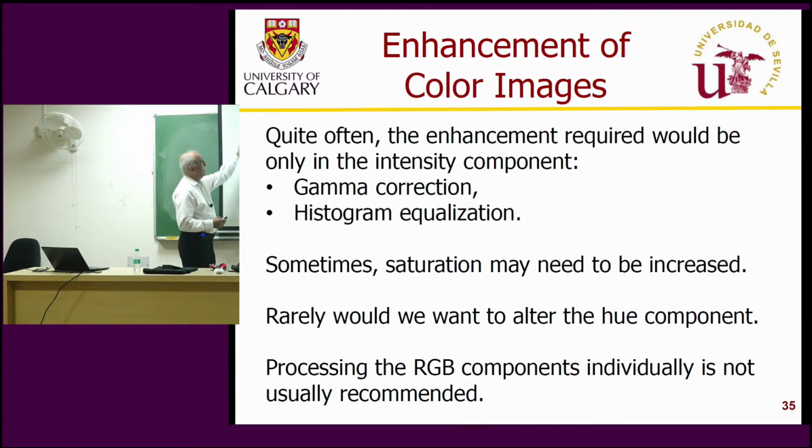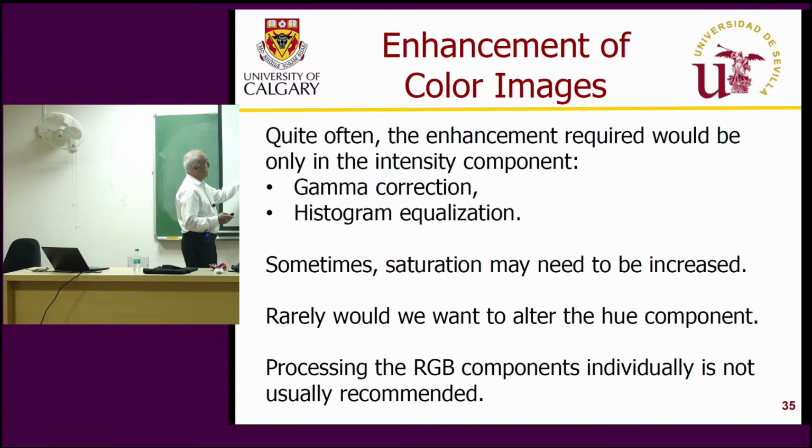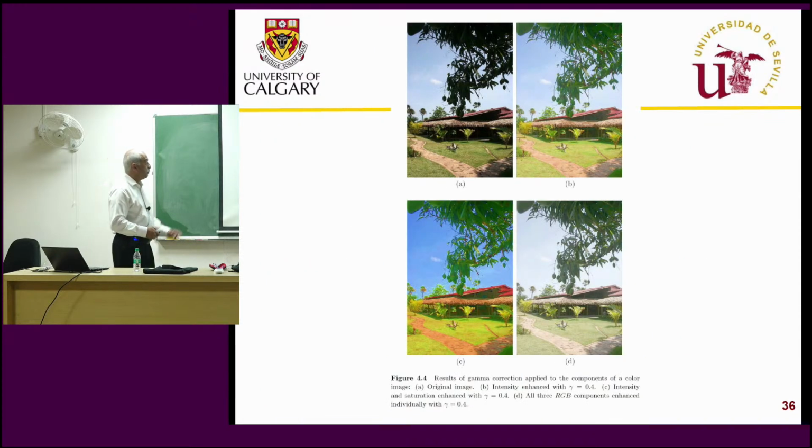So gamma correction and histogram equalization, the two methods we have seen, can be applied to the intensity component. Saturation may need to be increased if you want it to be more lively and sometimes glaring. You normally don't alter the hue component unless you want to do something very specific. Not typically, perhaps not for natural images. RGB separate analysis is not usually recommended.